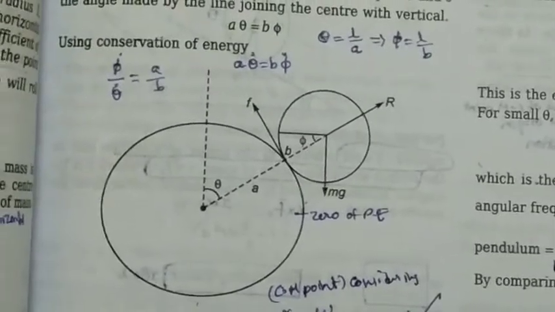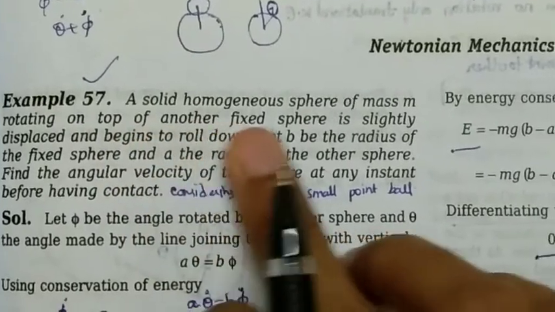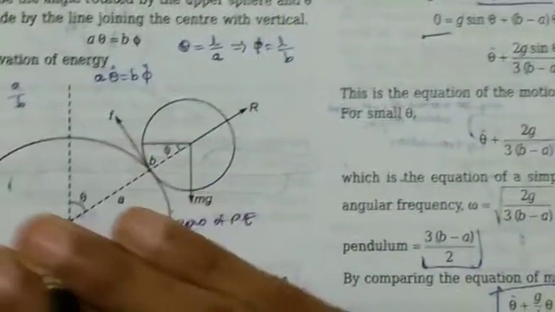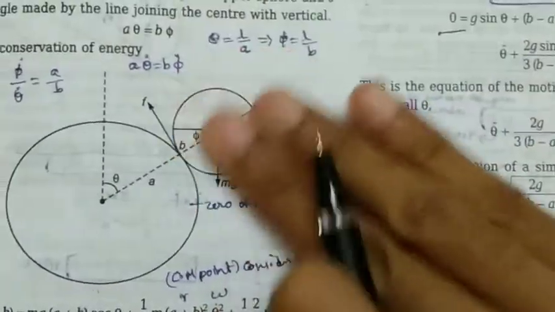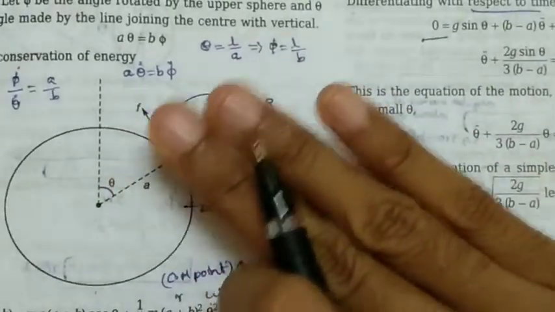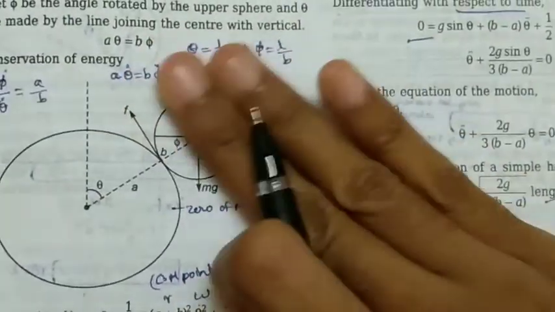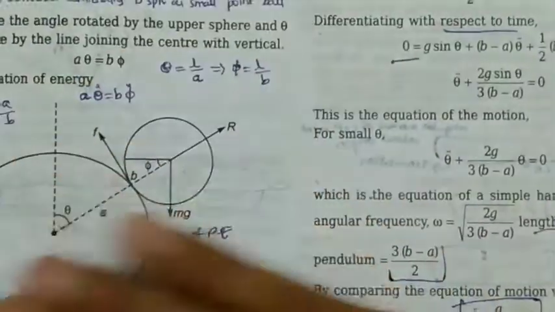So this is the possible diagram according to the question. What they have said is a solid homogeneous sphere of mass m rotating on top of another fixed sphere. So this is the fixed sphere and this is another sphere, a solid sphere, and it is homogeneous. That means there is uniform distribution of mass, and this sphere is of mass m. It is rotating on top of another sphere, so this sphere is rotating on this sphere.